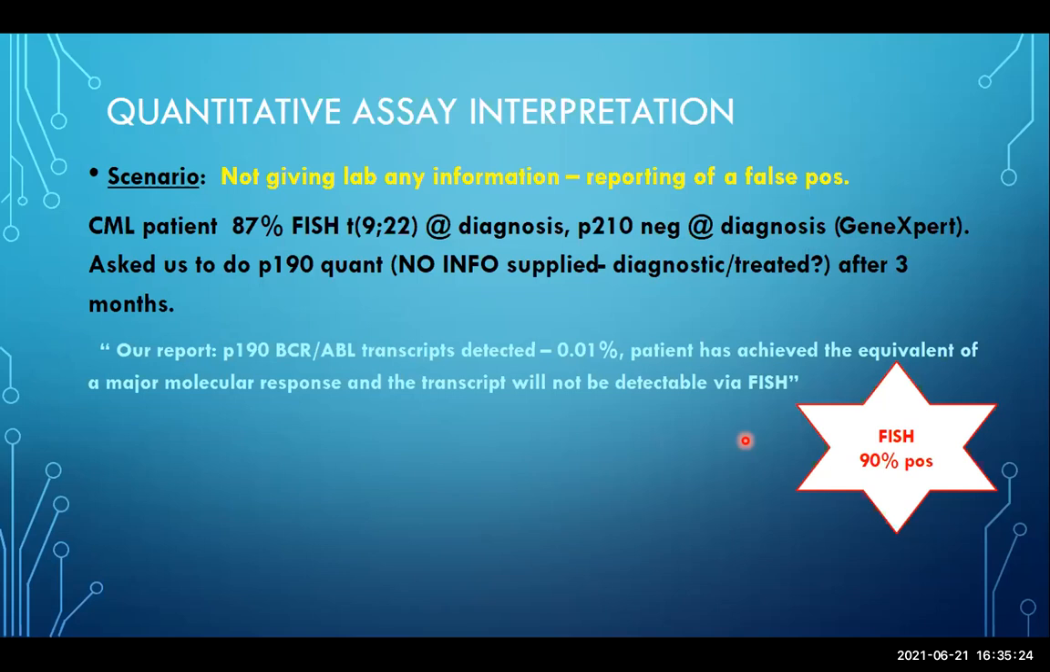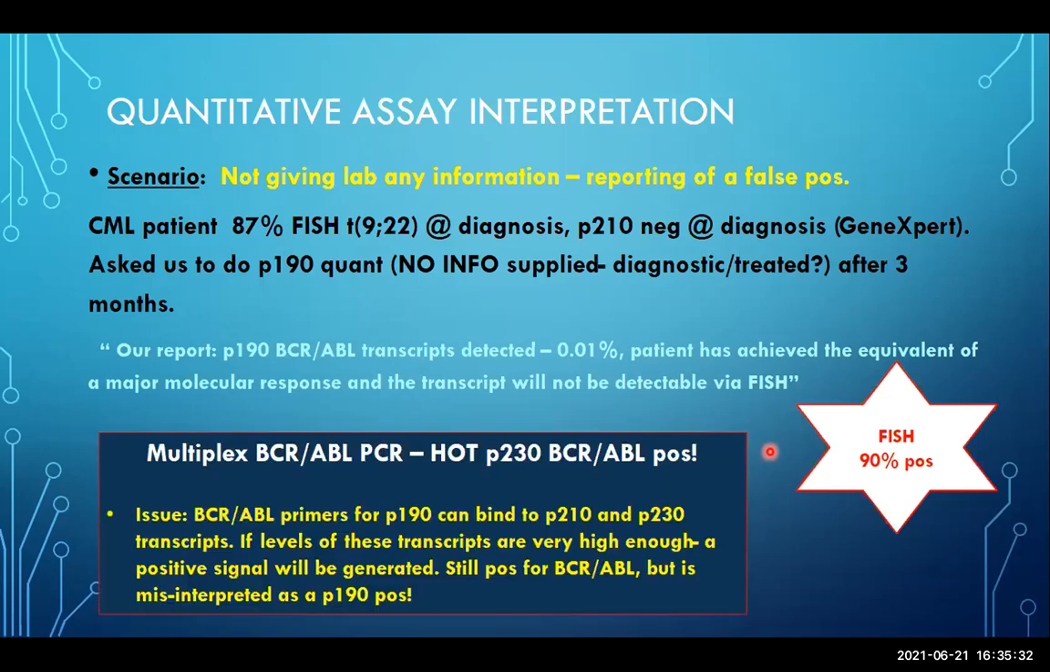So what we did, when this result came back, to try and troubleshoot what was going on, was put the sample through a multiplex assay, and there, lo and behold, it actually was a very hot P230 BCR-ABL positive. Again, strange CML.